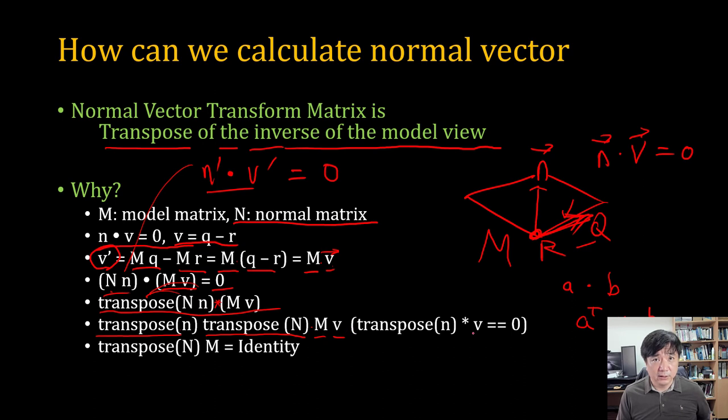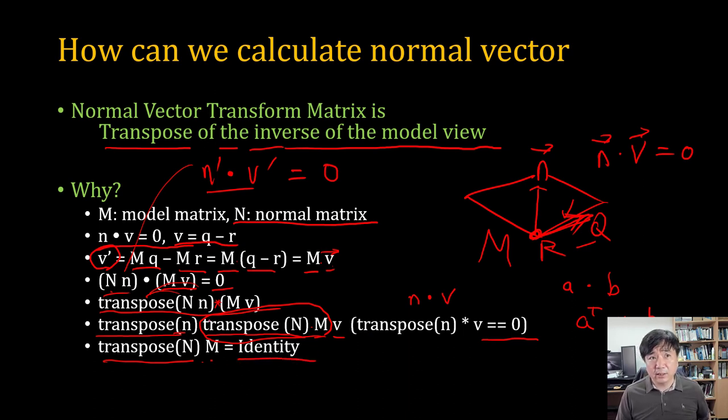Transpose v is n dot product v. So it is zero. If we multiply these two parts, it should be zero. So to make it zero, this part must be the identity matrix. So transpose n multiplied by m should be the identity matrix.